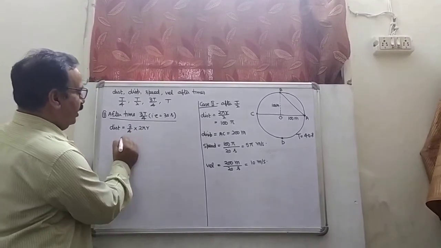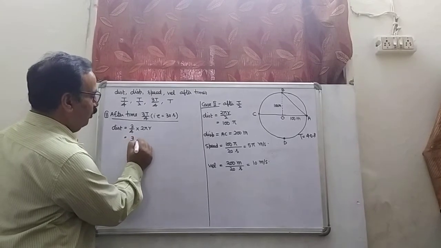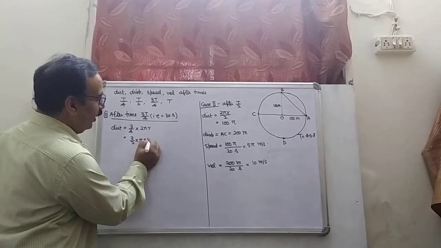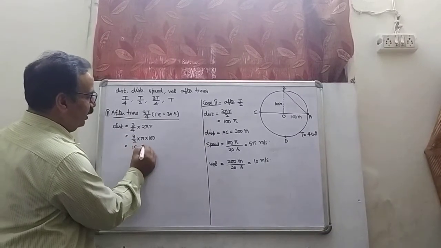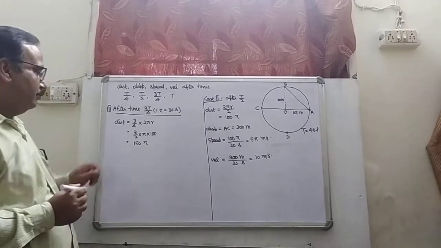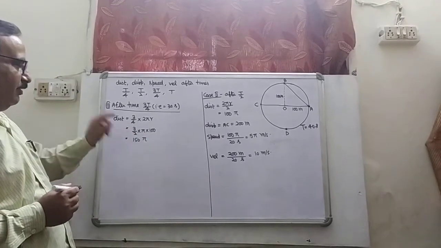You also can say it should be 3/4 into 2 pi into 100. You can say it is 150 pi.